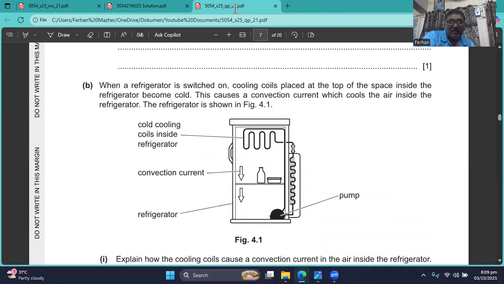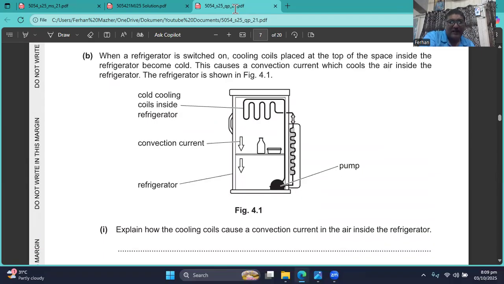So question number 4 and its B part is showing up on your screen. He says, when a refrigerator is switched on, cooling coils placed at the top of the space inside the refrigerator become cold. This causes a convection current which cools the air inside the refrigerator. The refrigerator is shown in figure 4.1.